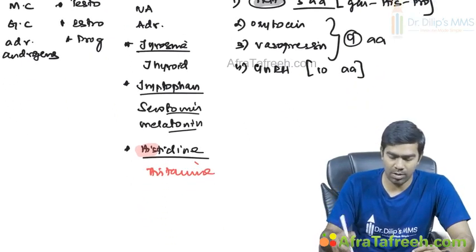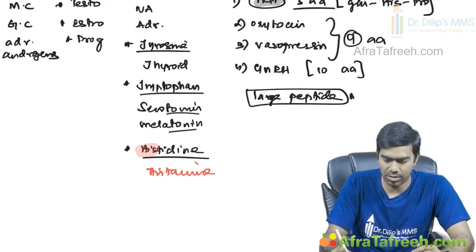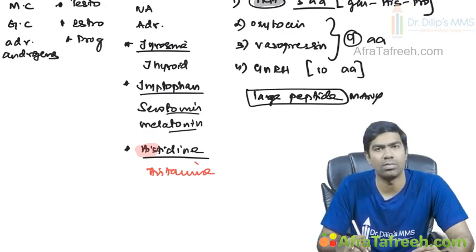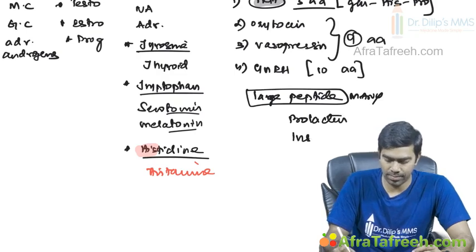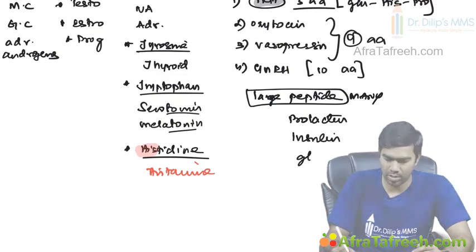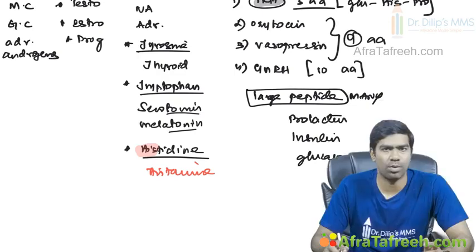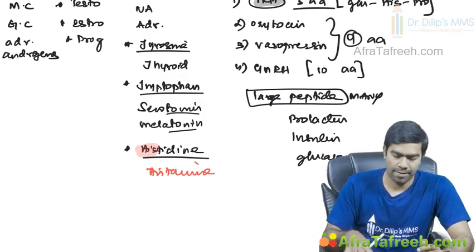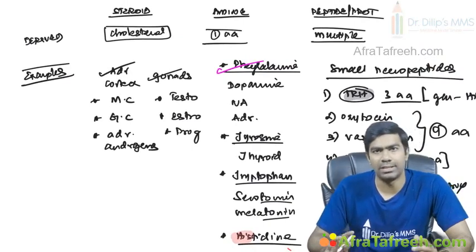We have larger peptide hormones. These are very common, larger peptide hormones. We can tell only examples because there are many hormones under this group. Examples are prolactin, insulin, glucagon. All these things are peptide-based hormones or protein-based hormones only, you know that. So these are the basic classification regarding the structure of the hormones.